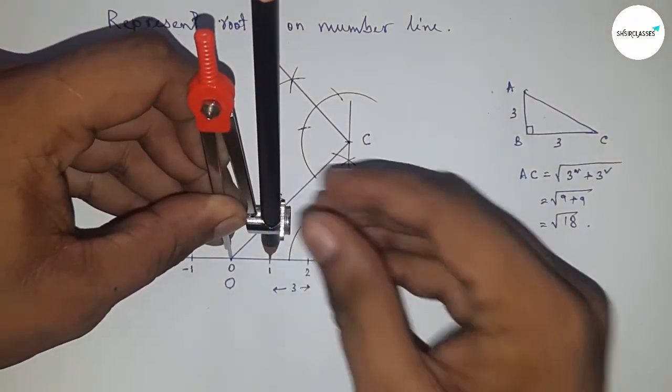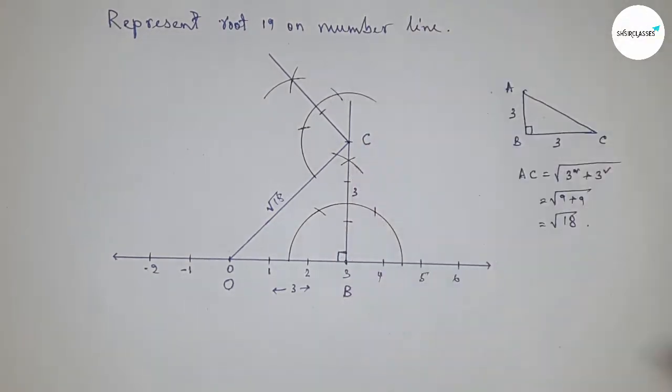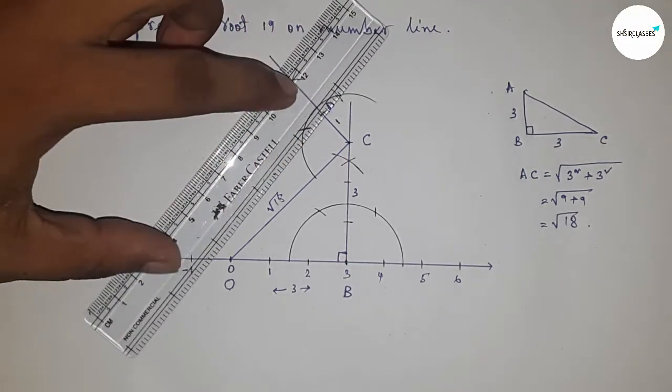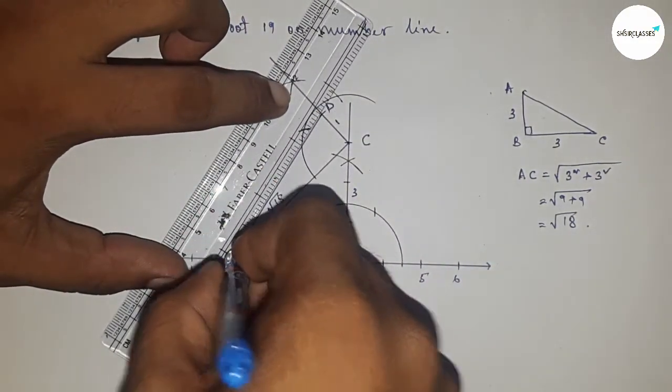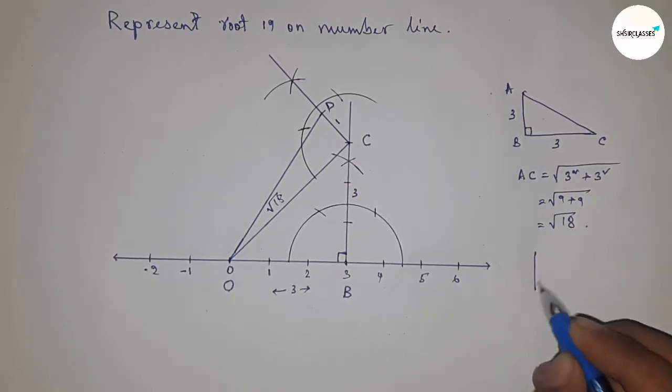Next, taking the length between any two numbers and putting the compass here and cutting here. Okay, and this is point D and this is 1 unit length. Next joining O and D. So OCD is a right angle triangle.